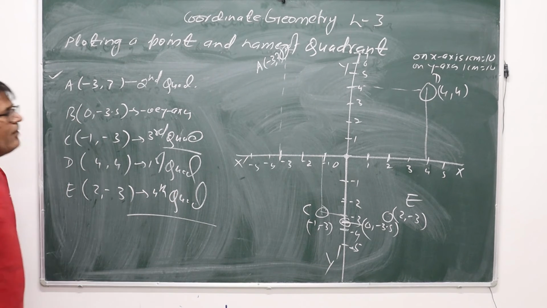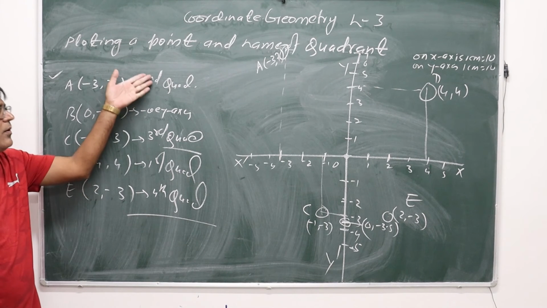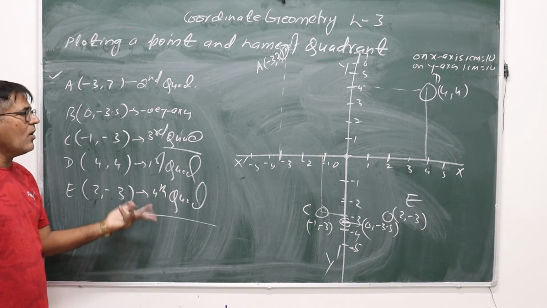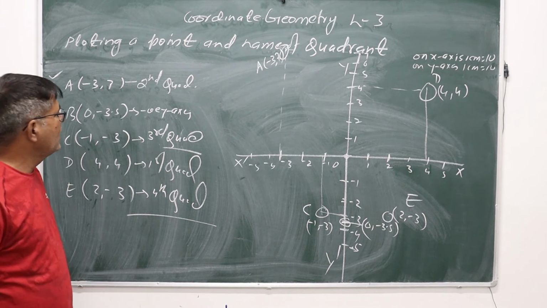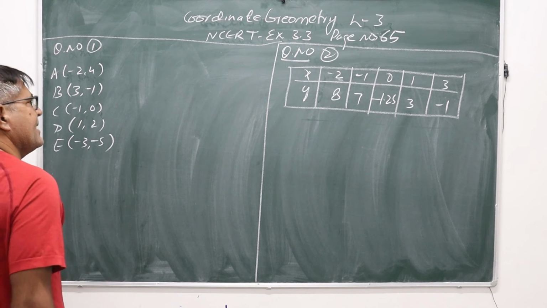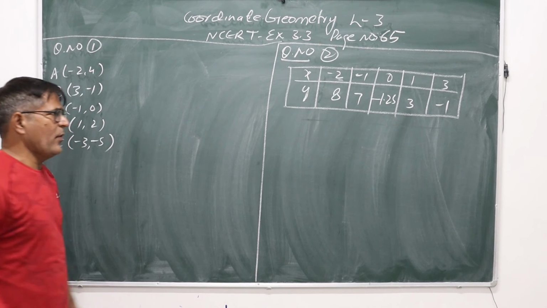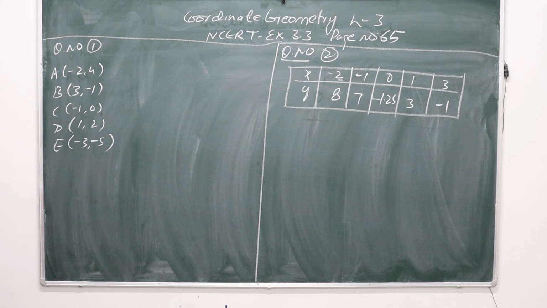So in this way, we can plot the point in the Cartesian plane and the location also, whether they are lying in the quadrant or on particular axis. So yes student, next exercise is NCERT 3.3, page number 65. In this exercise, two questions are there. First question is, plot the following points in the Cartesian plane and locate their position.